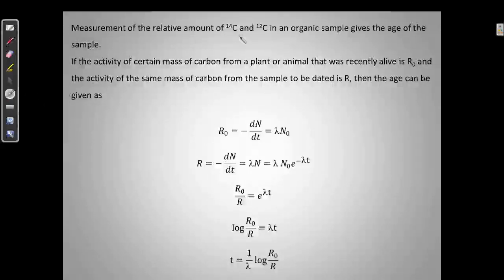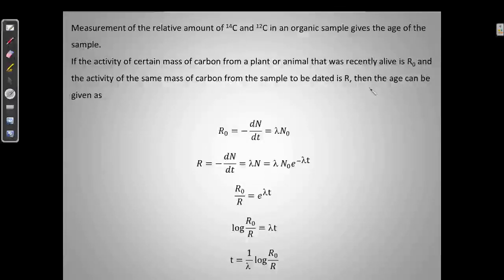Measurement of the relative amount of C14 and C12 in an organic sample gives the age of the sample. The activity of a certain mass of carbon from a plant or animal that was recently alive is R0. For the same C14 we can find the activity at present, and the activity of the same mass of carbon from the sample to be dated is R. So for the material whose age we want to find, the abundance or activity of the carbon in that particular material also we have to find.